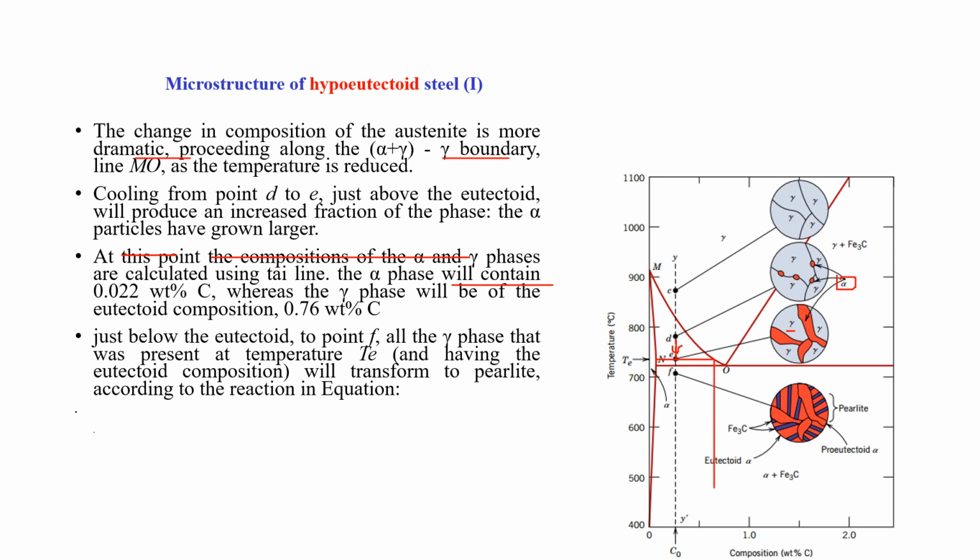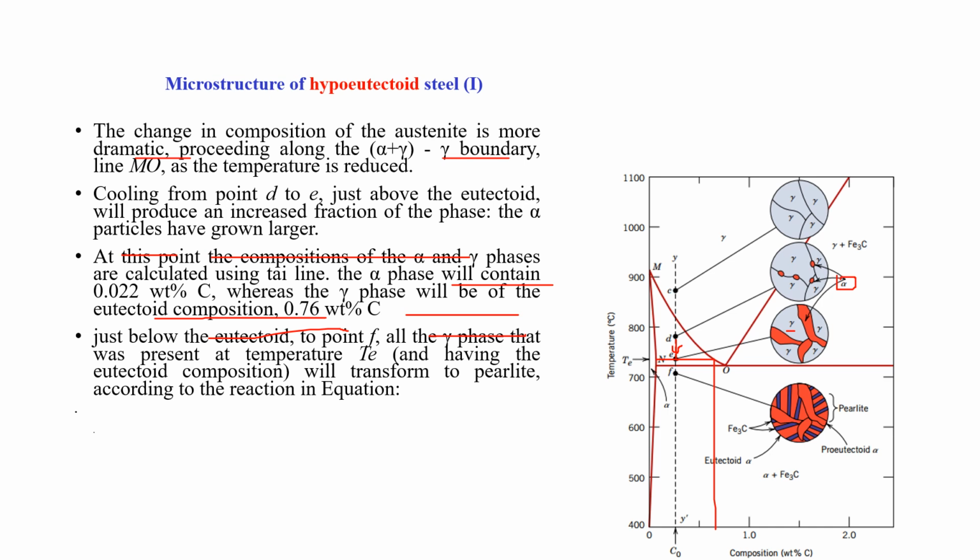Now draw perpendiculars and find out the compositions of the alpha and gamma particles. The alpha phase will contain 0.022% weight of carbon, while the composition of the gamma phase is 0.76% weight.